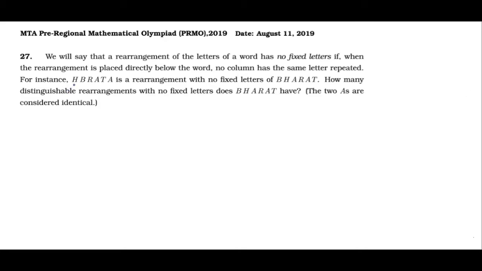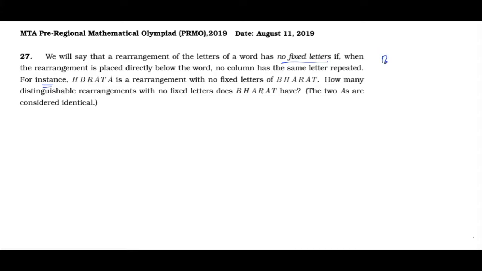Question number 27. We will say that a rearrangement of the letters of a word has no fixed letters if, when the rearrangement is placed directly below the word, no column has the same letter repeated. We are given an example here.